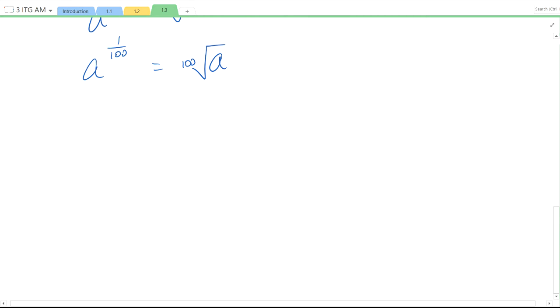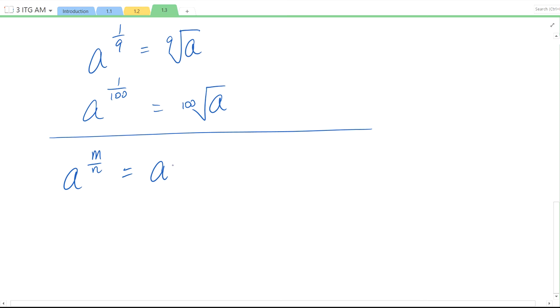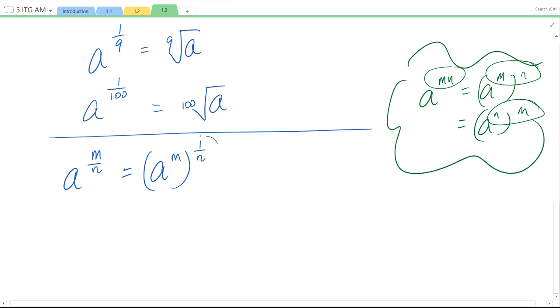Next, we also can consider a to the power m over n. So this is a fractional power again. We can separate this out to become a to the power m, to the power 1/n. This was one of our laws of indices. We saw that a to the power mn actually equals a to the power m to the power n, which is actually the same as a to the power n to the power m. So the powers can just be multiplied together like this. So m times 1/n, of course, is going to give you m over n.